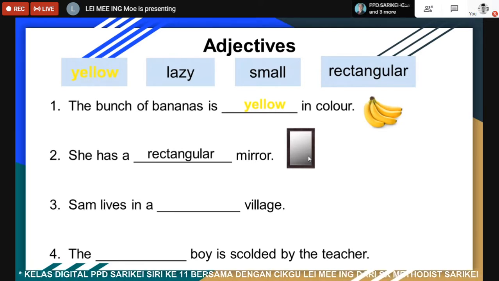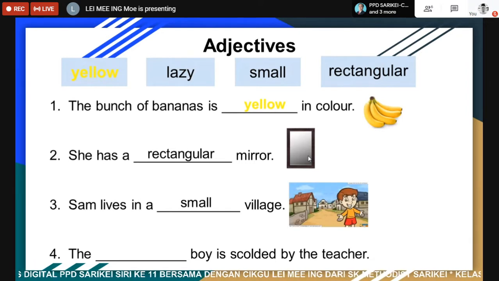All right. So the answer is small village. So this is under the adjective for size. All right. Pupils, you type down the answer for number 4 together. Good.